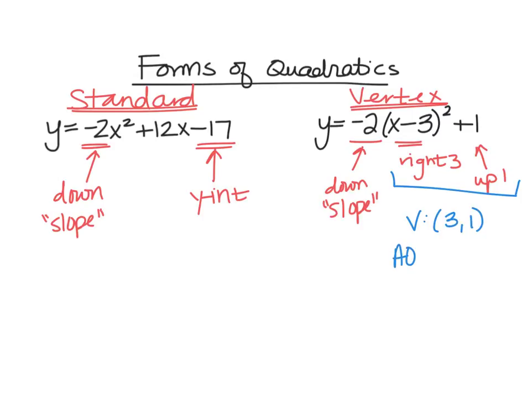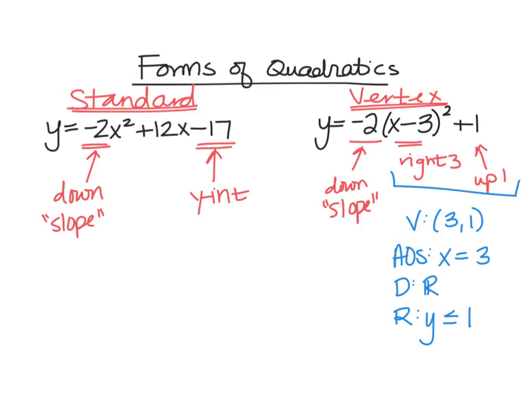And from the vertex, we can actually figure out the axis of symmetry. Remember, we use the x part, so x equals 3. We know domain is always all real numbers. And we can even figure out the range from this form. Remember, the range is from the y. And because this one's opening down, it's going to be y is less than or equal to 1. And remember, I'm getting that value from the y part of my vertex.